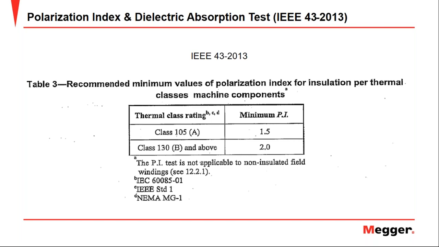Now, what are the minimum values established in the standard to pass the PI test? The table shows, according to the motor insulation class, the minimum values for the PI. We can see if we have a motor with an insulation class A, the minimum PI value is 1.5. For the other types of insulation, the minimum value for PI is 2.